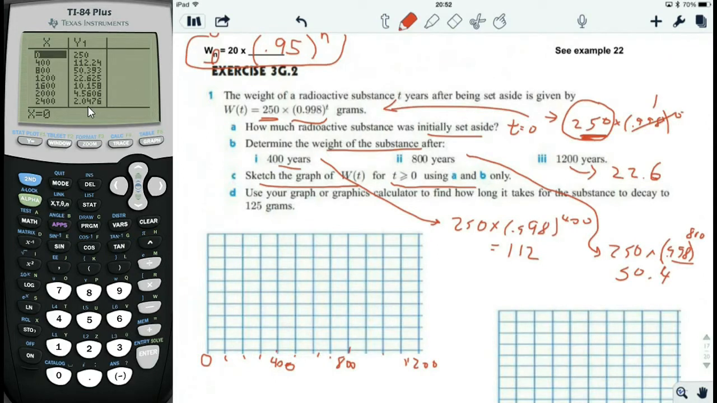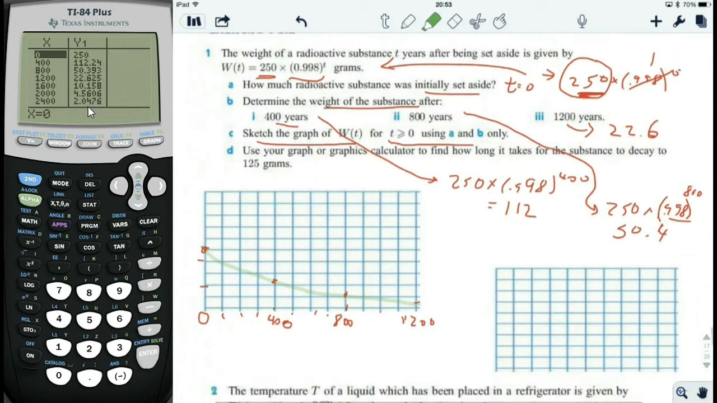Let's see. So for 400, it would be 112. For 0, it would be 250. So let's mark 250 here. We'll use 100, 200, 250. So this will be 250. And then the next point is going to be 400, comma 112. So 112 is right there. And 800, comma 50. And 1200, comma 22. Okay, and then we're going to graph. All right. So that is the graph of the function W.